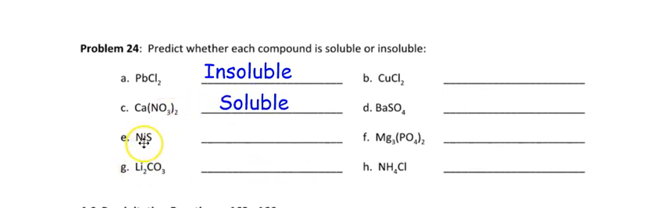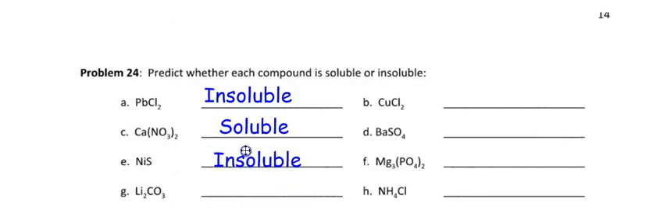Okay, nickel 2 sulfide. Well, hey, let's go back. Maybe you didn't remember that. Here, let's do this. So it says when sulfide is paired with calcium, strontium, and barium, the resulting compound is soluble. What did I tell you? Everything else is insoluble. All right, so what does that mean about nickel 2 sulfide? It will be insoluble.